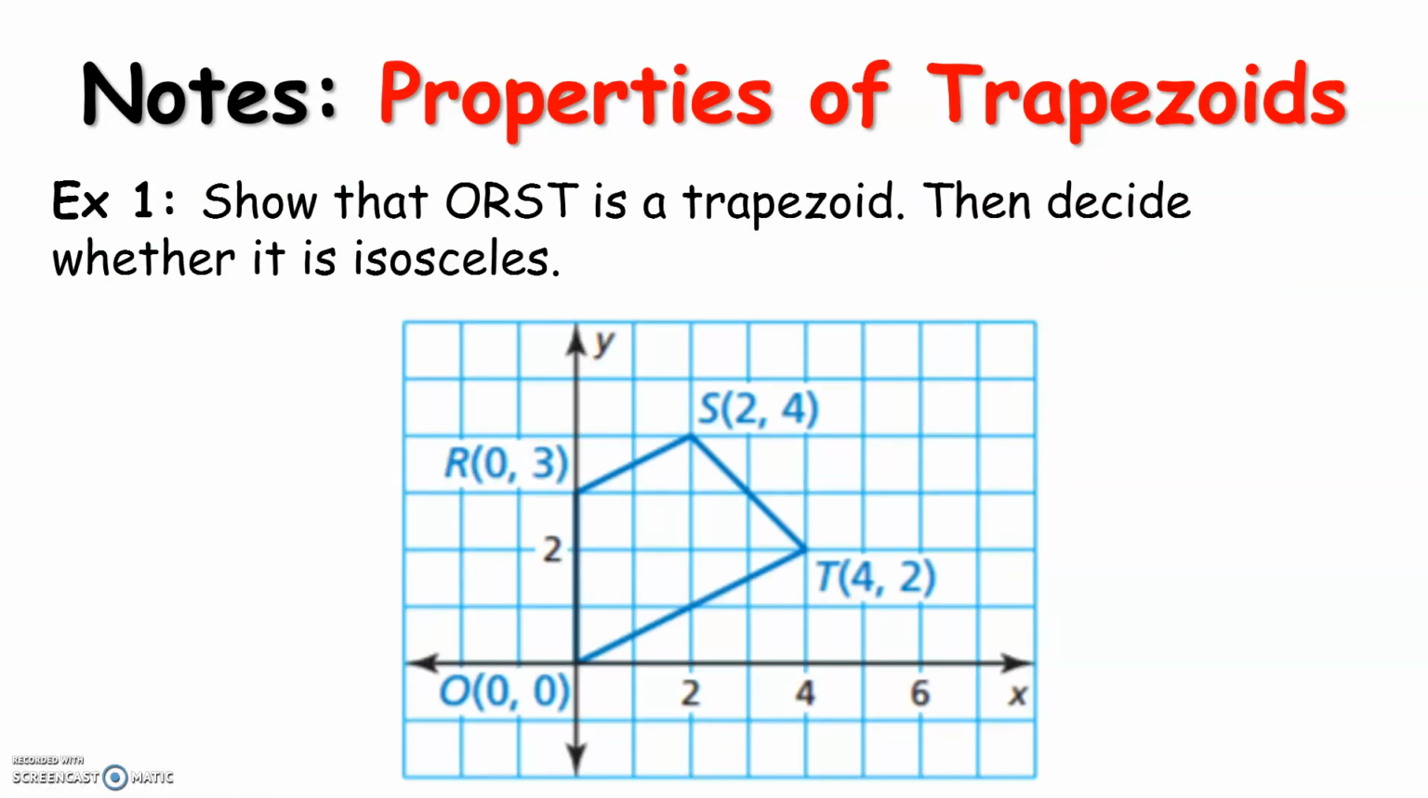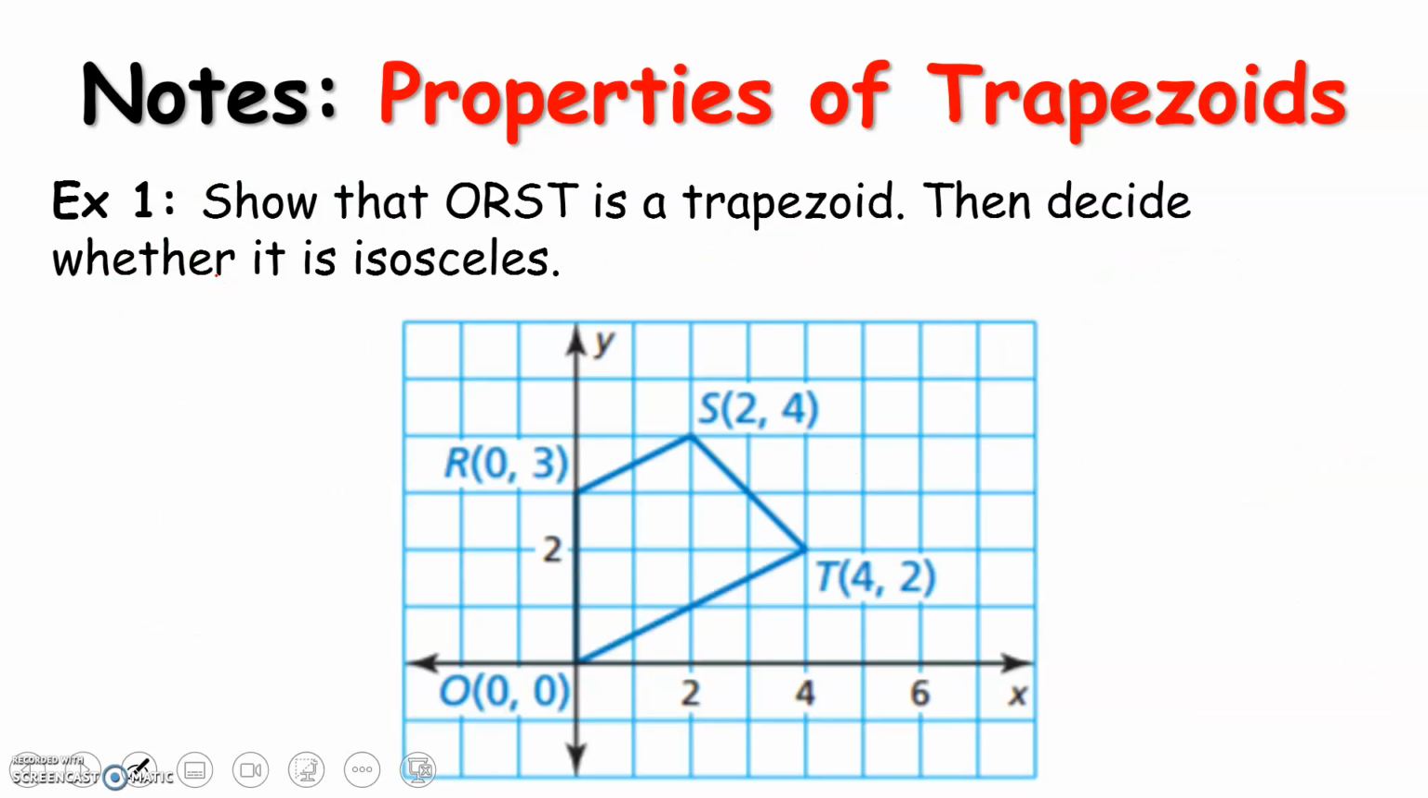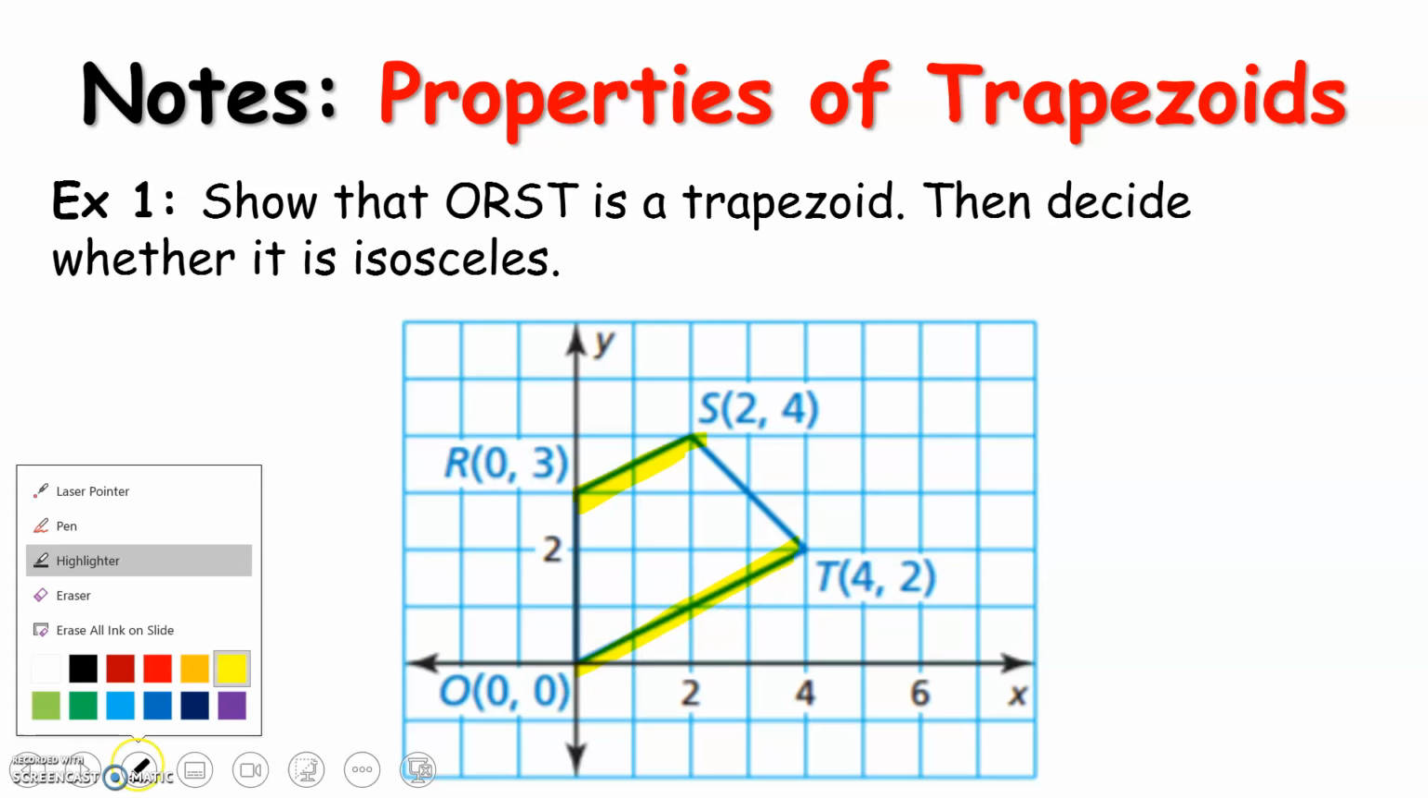All right, example 1. Show that ORST is a trapezoid. Then decide whether it is isosceles. All right, let's start by verifying the first requirement, which is parallel sides are bases. So looking at this image, it appears that RS and OT are parallel, but we must verify.